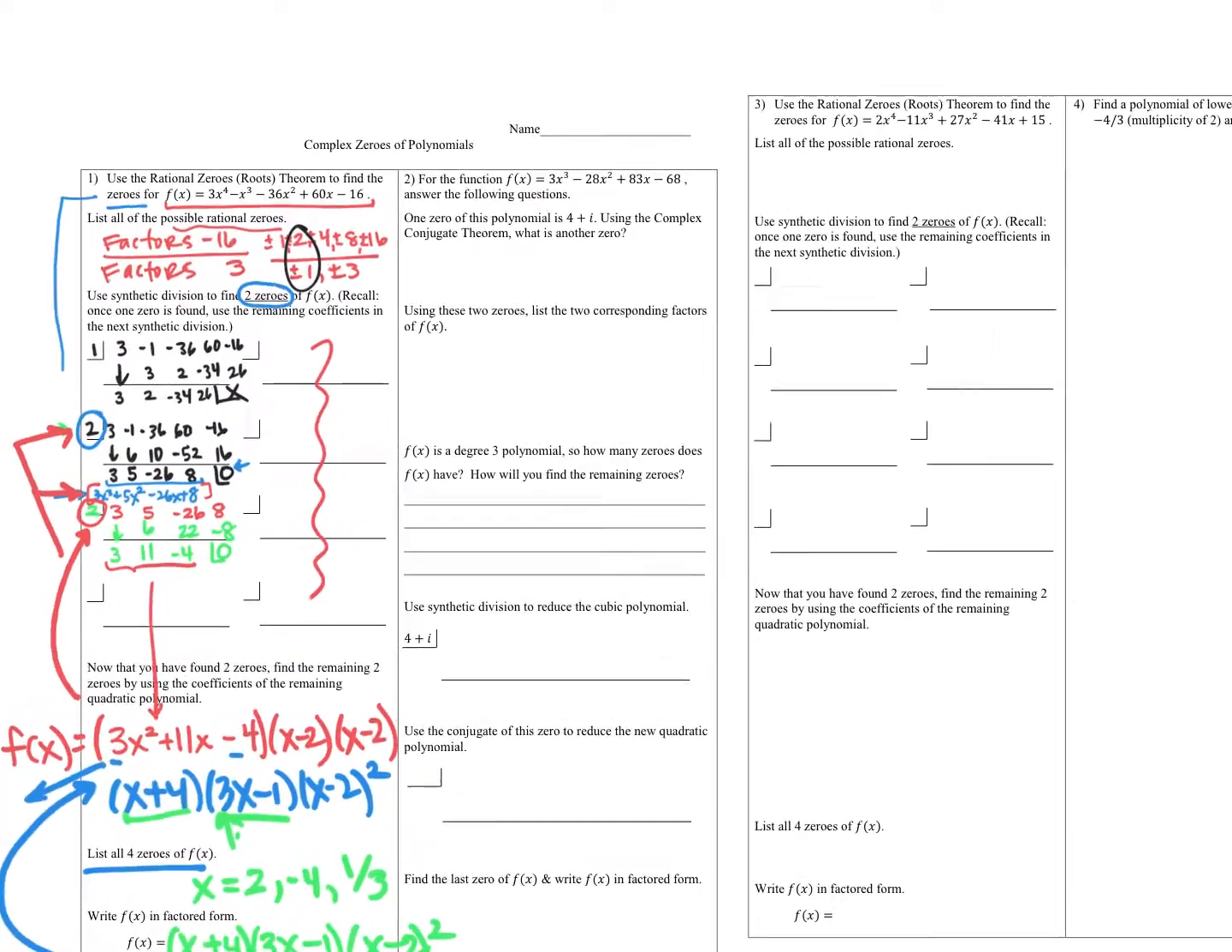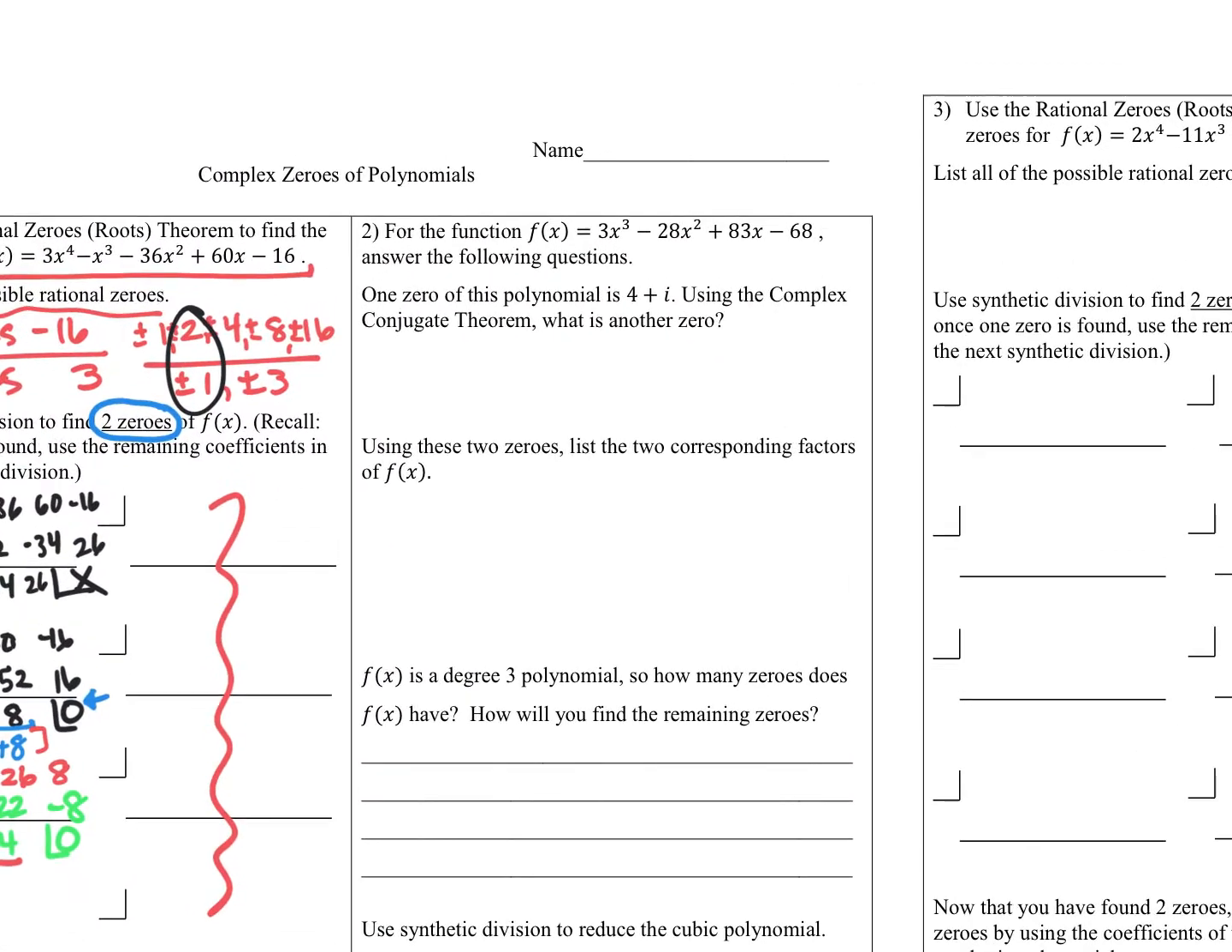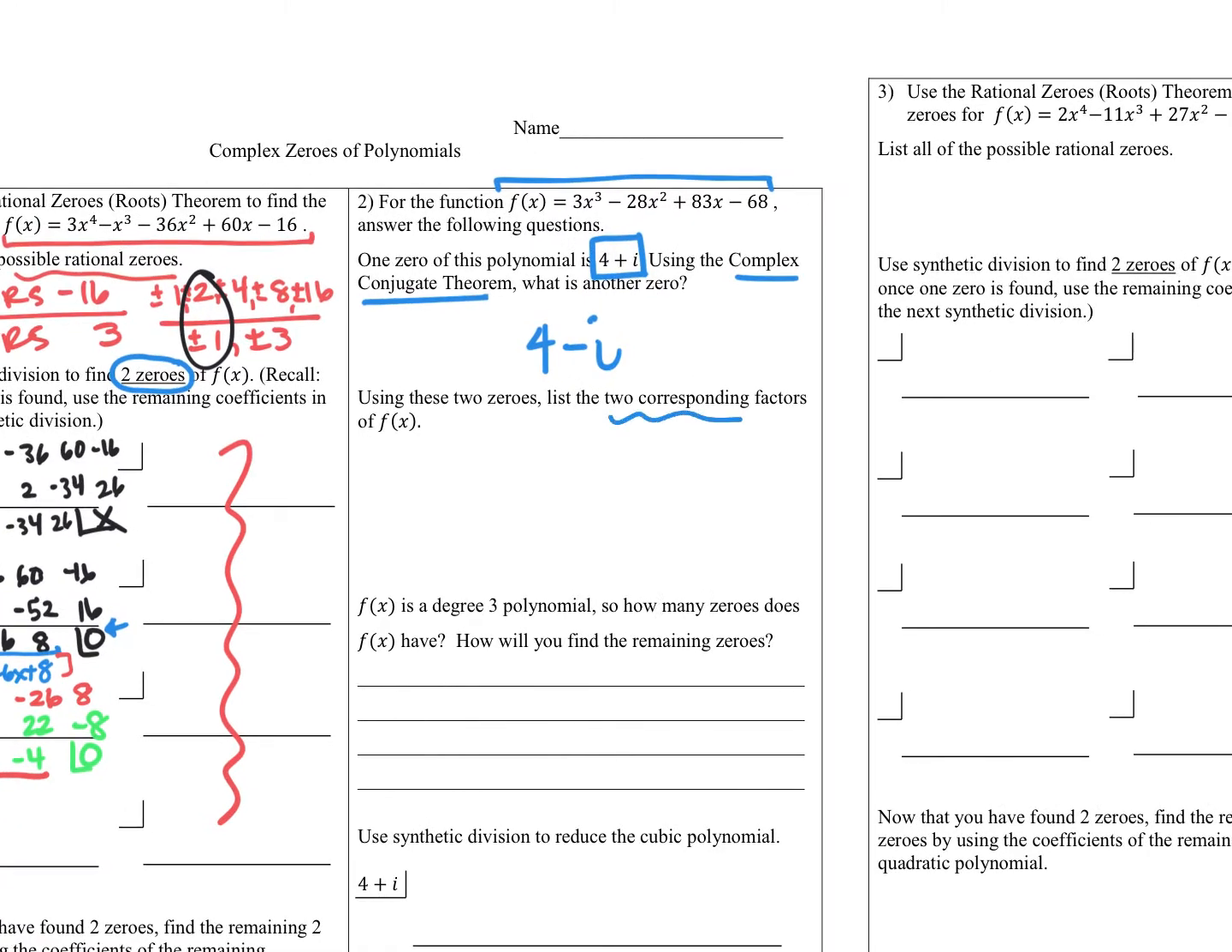Alrighty. For part 2 here, they want us to look at this new function, f of x, and they're giving us that 4 plus i is a 0. So using the complex conjugate theorem, we also know 4 minus i is a 0. And so two corresponding factors would be x minus that 4 plus i. Put it in parentheses there just so we can have it sitting there.